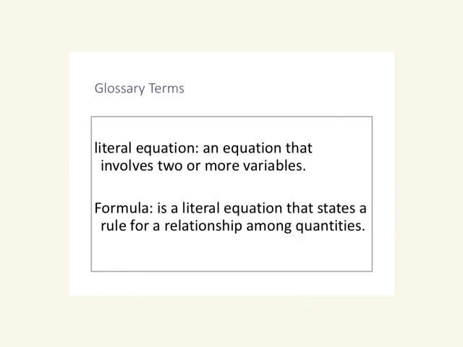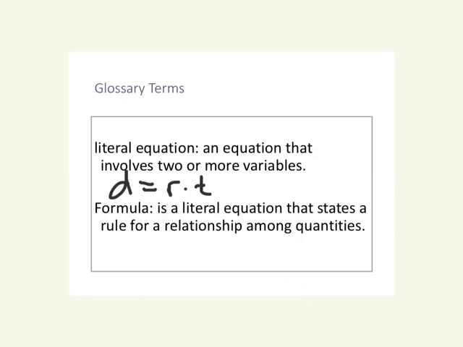All right, we have two important terms for this chapter, Chapter 3, Section 6, and that is, first of all, literal equation. A literal equation is an equation that involves two or more variables, such as d equals r times t. Distance equals rate times time. That's a literal equation. It's an equation that contains two or more variables.